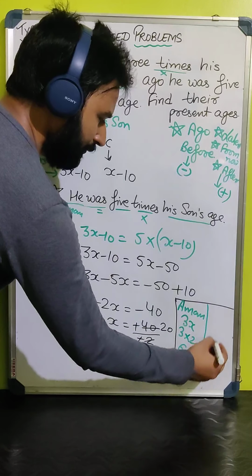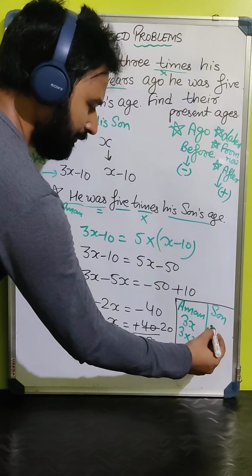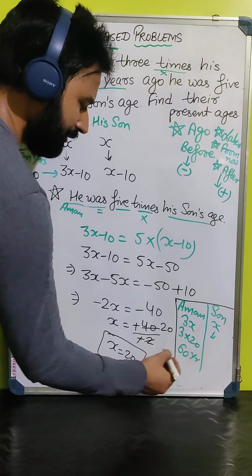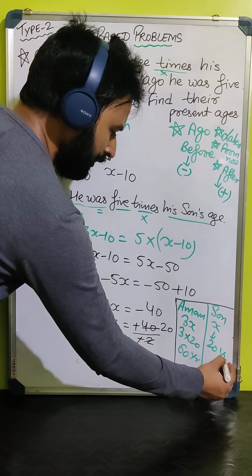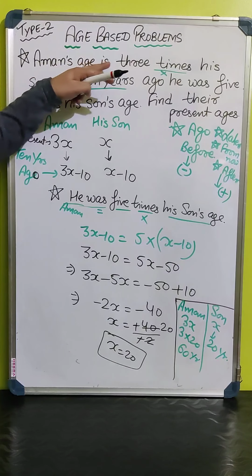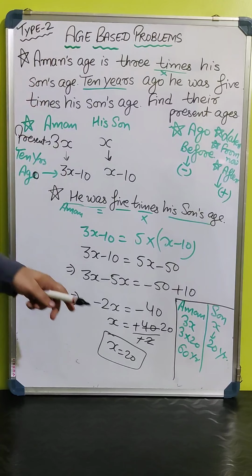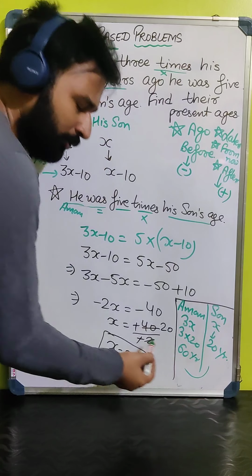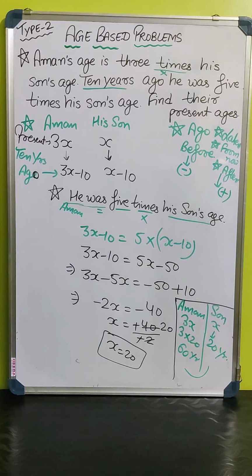And what is the age of his son? His son will be only x. X is, that is simple, 20 years. Now in the starting also they were discussing that Aman's age is 3 times his son's. So is it 3 times or not? 3 times 20 is 60. That means the answer is correct. Understood everyone?